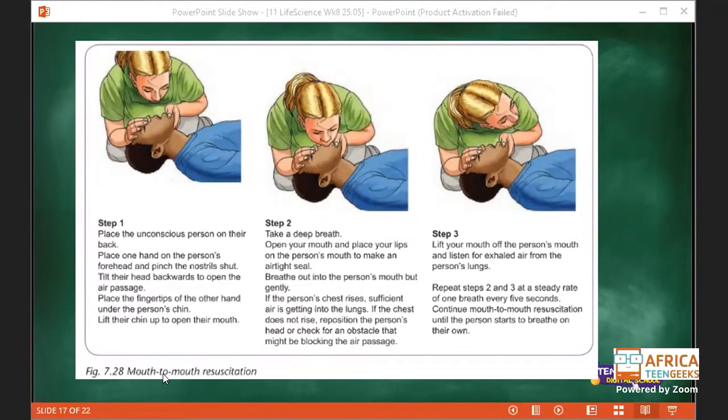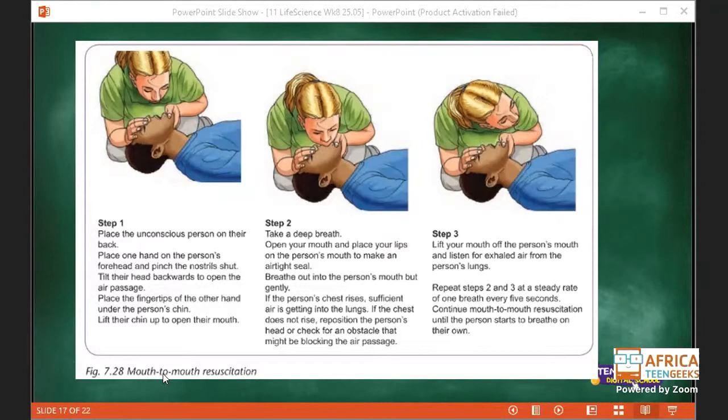And if the chest does not rise, reposition the person's head or check for an obstacle that might be blocking the air passage, okay? Then step 3, you lift your mouth off the person's mouth and you listen for exhaled air coming from the person's lungs. Then you need to repeat step 2 and 3 at a steady rate of 1 breath every 5 seconds. And you continue mouth-to-mouth resuscitation until the person can breathe on their own.